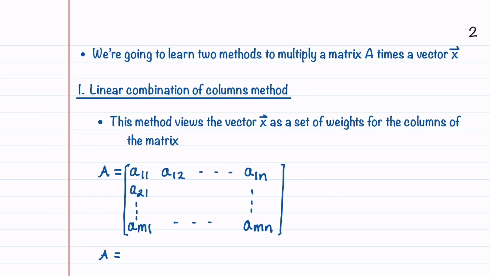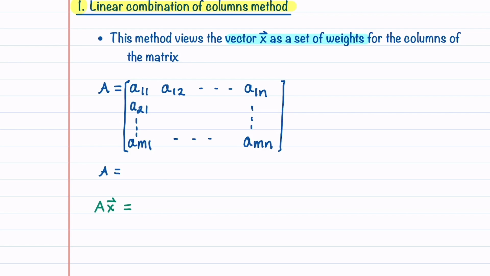Now that we know how to determine if we're able to multiply a matrix times a vector, we need to learn how we can multiply a matrix times a vector. We're actually going to learn 2 methods to multiply a matrix A times a vector x. The first method is called the linear combination of columns method. You may also see this referred to as the definition. This method views the vector x as a set of weights for the columns of the matrix.